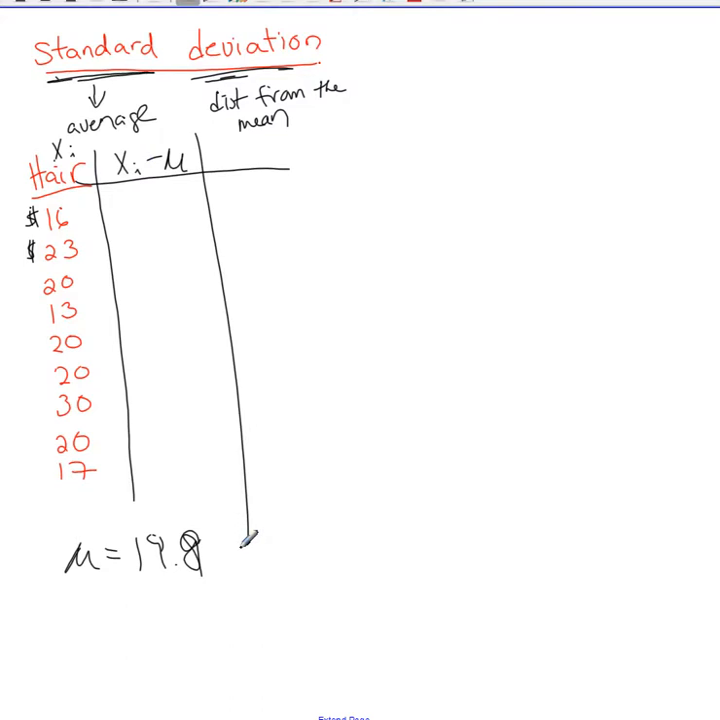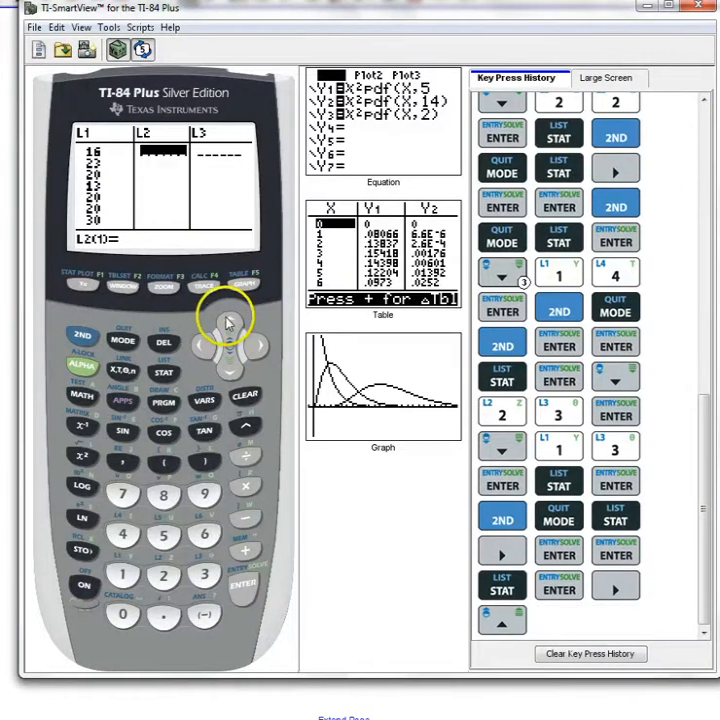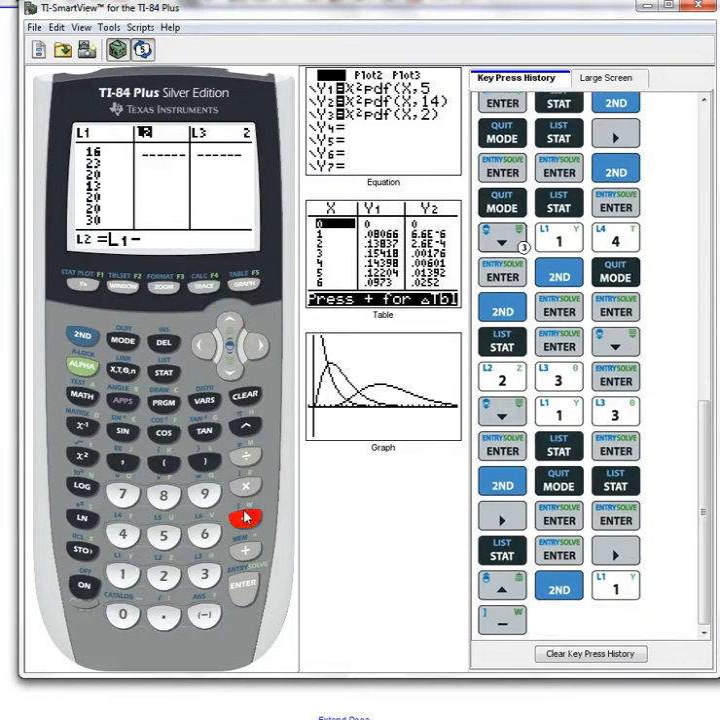and find the deviation away from the mean. If you take 16 minus 19.9, and 23 minus 19.9, and 20 minus 19.9, and so forth, you're going to get how far you are away. Let's do that in the calculator, or you can do it by hand. In the calculator, go to Stat, Enter, go up to L2, and we're going to call up L1 minus the mean. You could call up the mean, or you can call up 19.9. It doesn't matter to me.